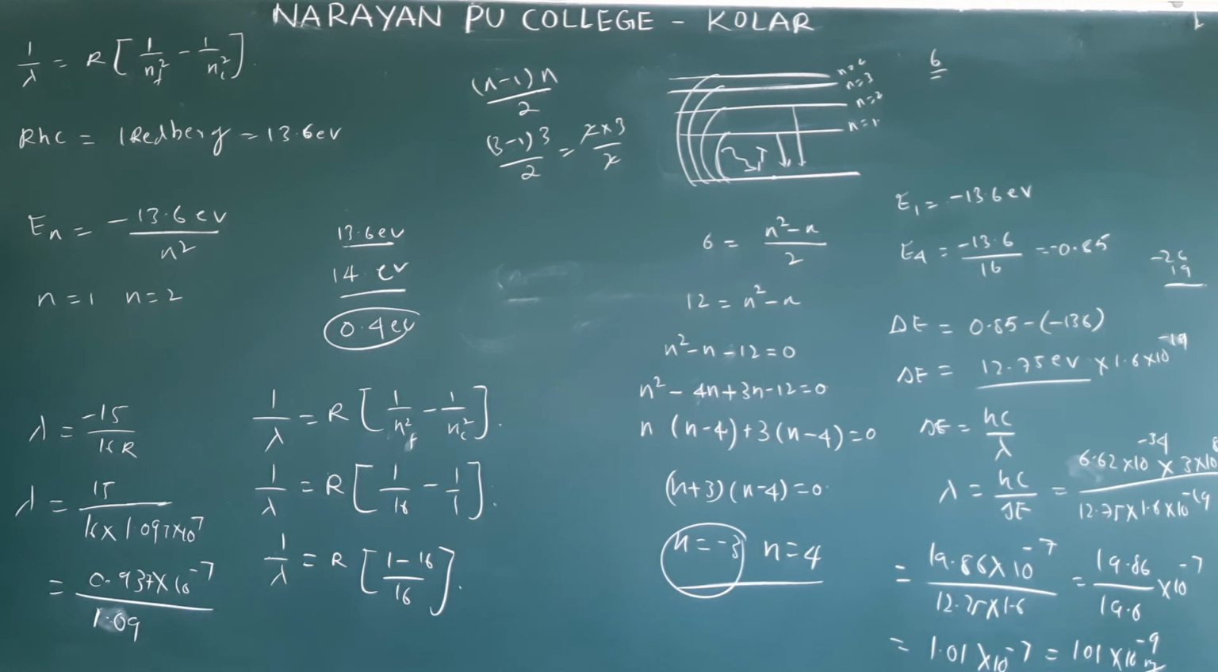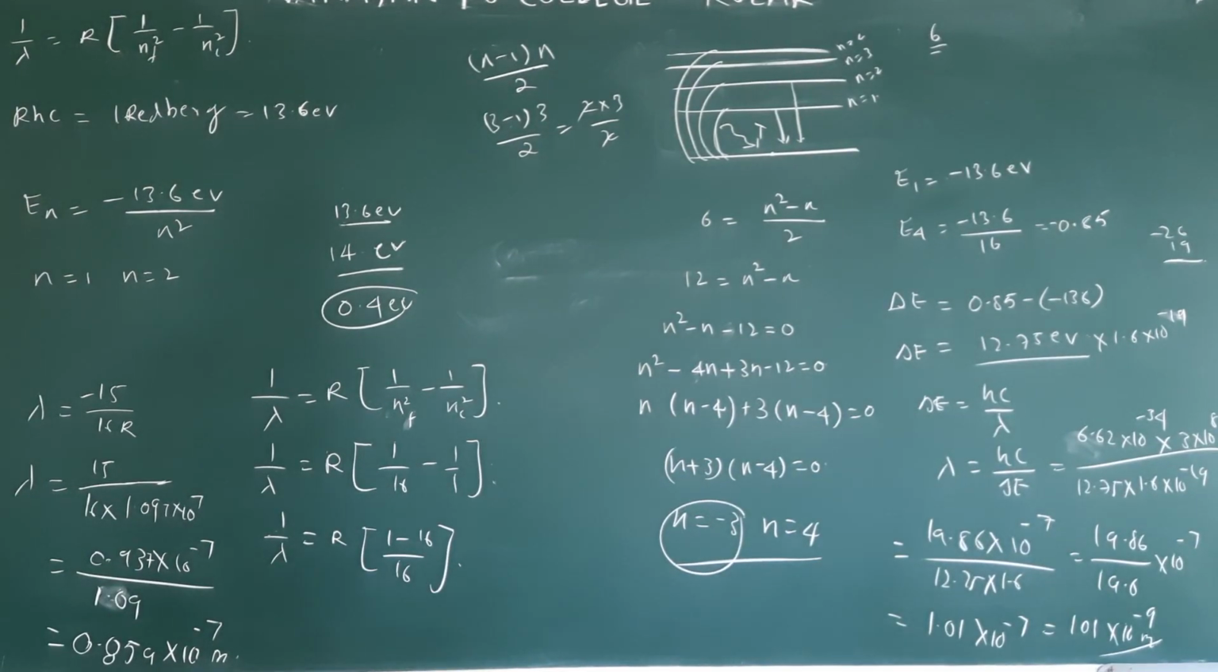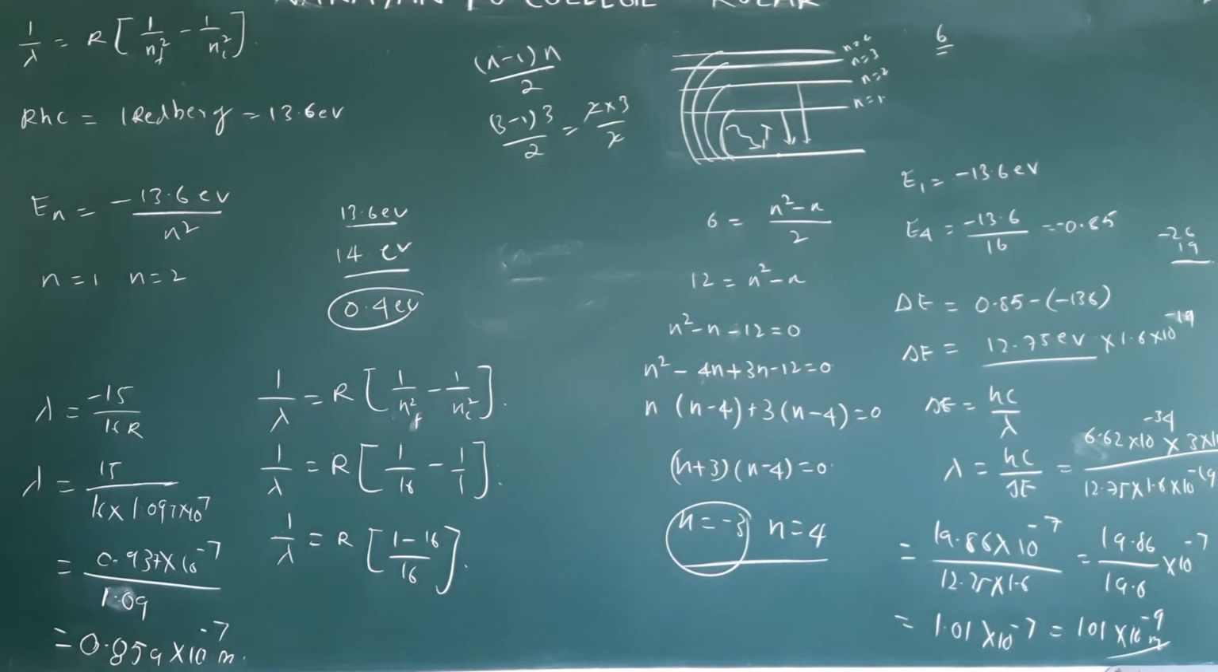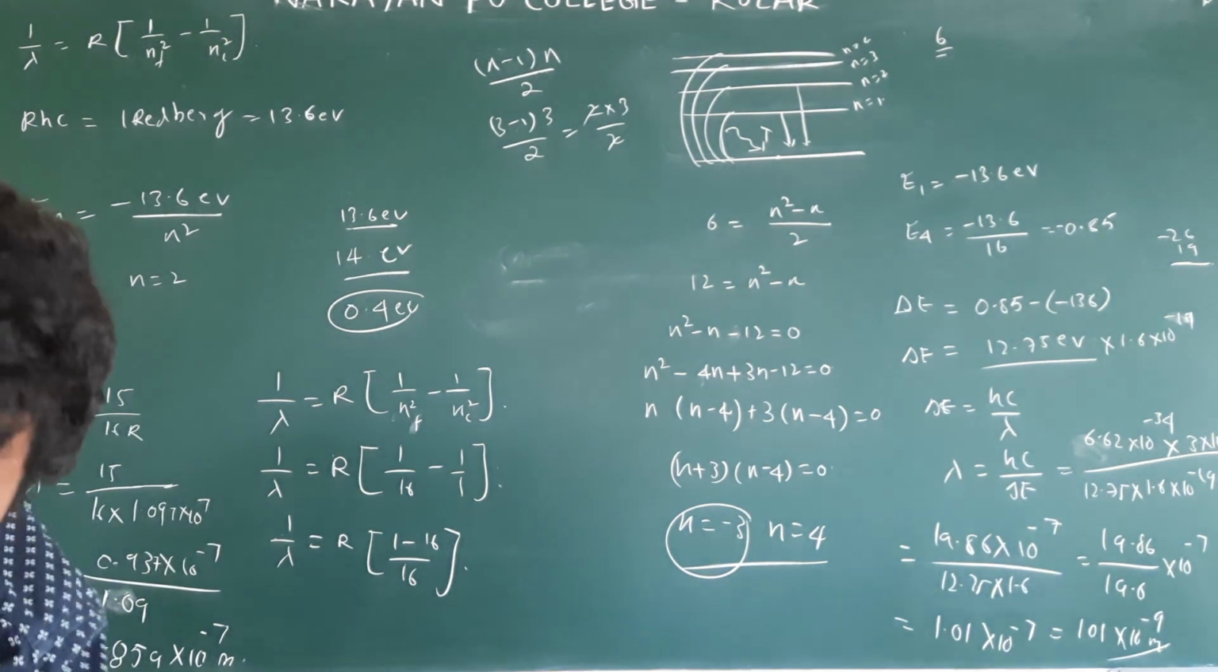So divided by 1.09. If you follow this also, according to this calculation we are getting 0.859 into 10 power minus 7 meters. Correct? So 16 LCM, 1 minus 16, 15 by r. Is this correct? The reciprocal of 16 comes up. That's why we are getting it wrong here.